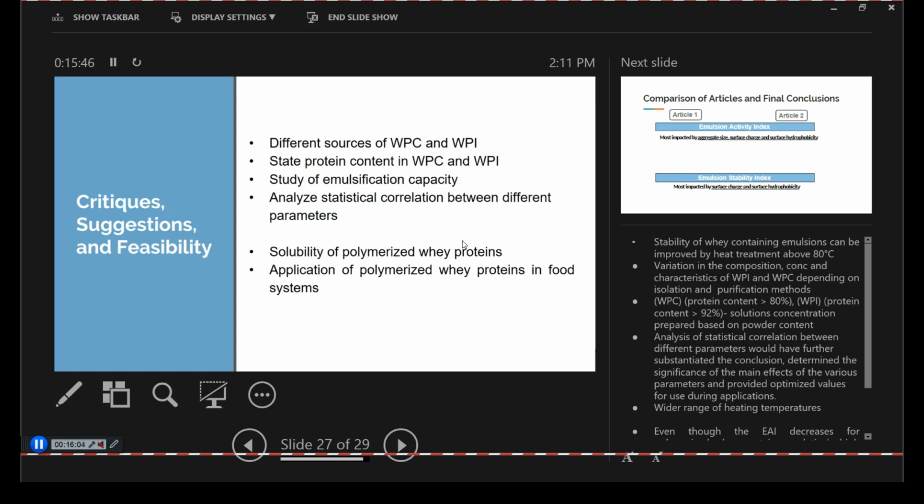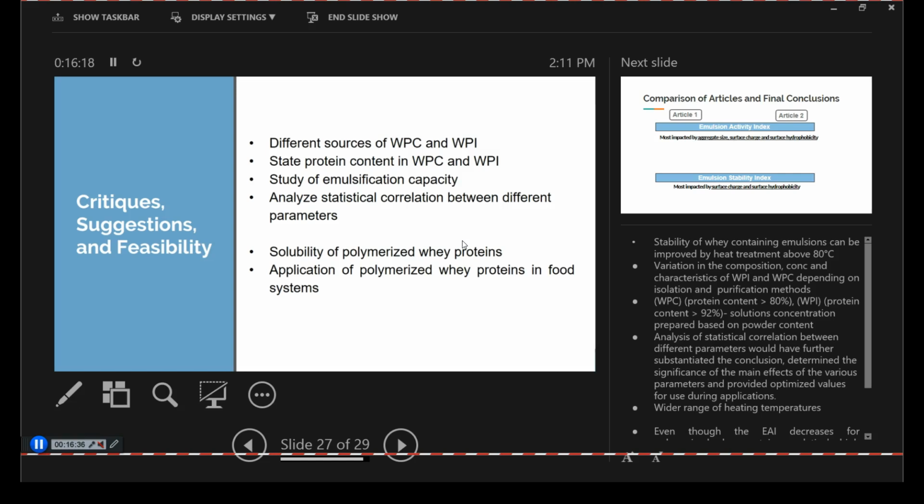A study of emulsification capacity would be a good idea to understand the application of polymerized whey proteins, and analyzing the statistical correlation would help to further substantiate the conclusions that were made during the study. And as recommendations for future work, it would be a good idea to study the solubility of polymerized whey proteins, because we know that solubility of whey proteins is higher due to its hydrophilic surface, but the heat treatment might affect the structure and thus the solubility of polymerized whey proteins.